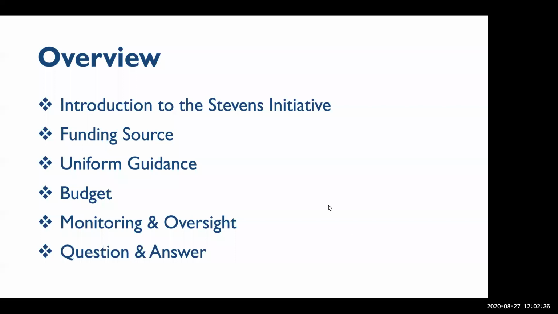We're so pleased you can join us for today's webinar about budget and compliance for the Stevens Initiative 2020 Virtual Exchange Grant Competition. We'd like to start with a general overview of the topics we'll cover today. After a brief introduction to the Stevens Initiative, we will briefly discuss the funding source, provide an overview of the uniform guidance to include cost principles and procurement methods. Then we will discuss the budget and review each of the budget categories. And finally, we'll briefly discuss monitoring and oversight requirements. If you have questions at any point during today's webinar, please type them in the Q&A box.